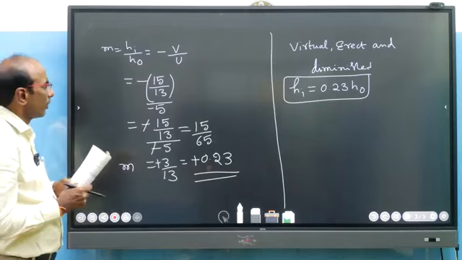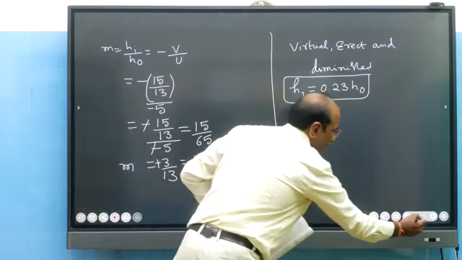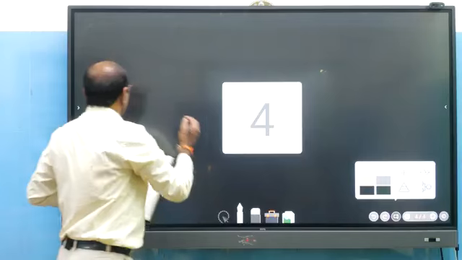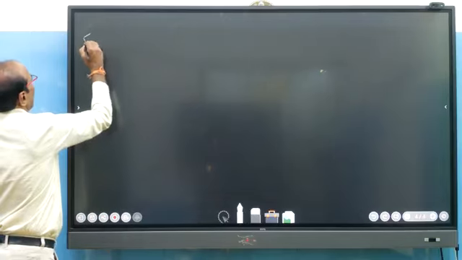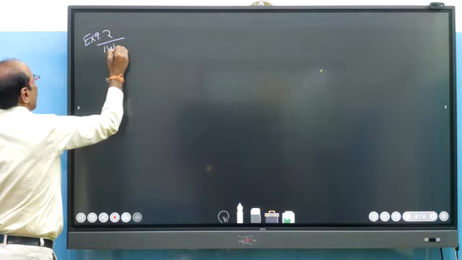With this, the problem is completed. I am going for the next problem. Example 9.2, page number 144.